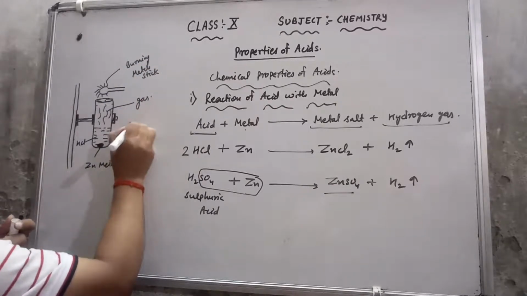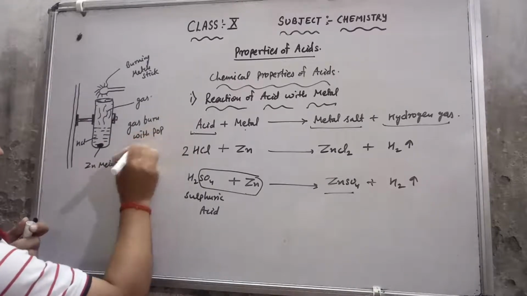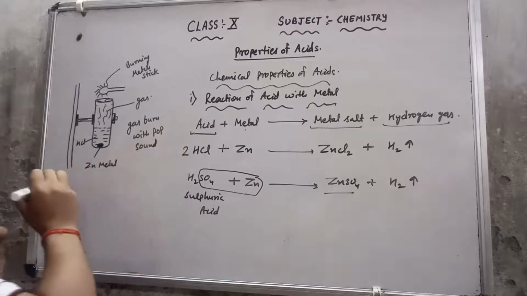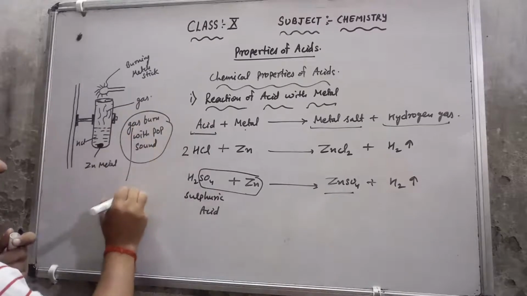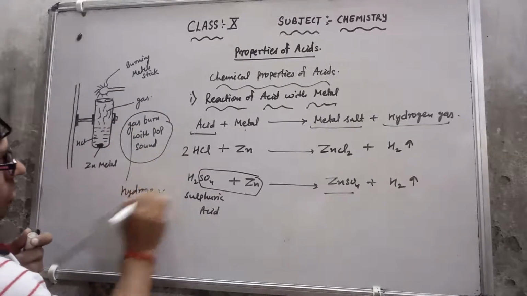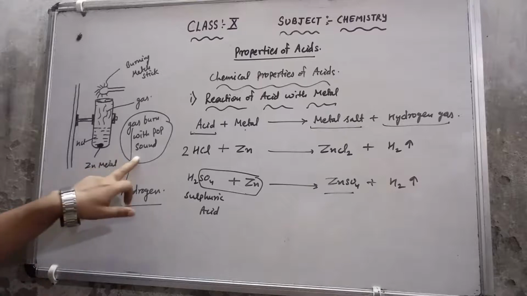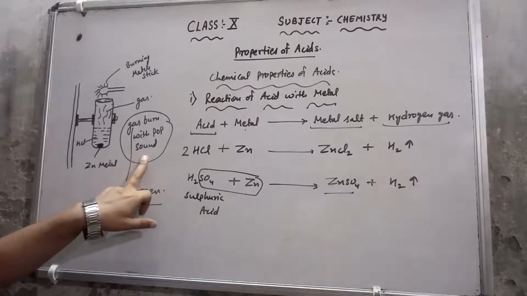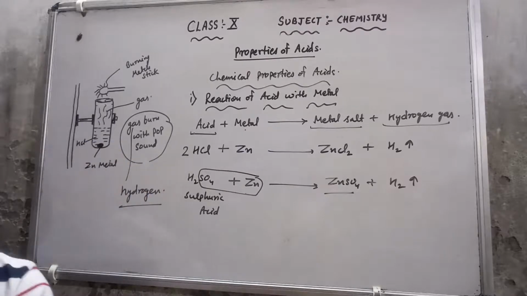If the gas burns with a pop sound, then it identifies the gas as hydrogen. This is the simple test to identify whether the gas is hydrogen or not. So we can say that hydrogen gas burns with a pop sound. That is very important for you: how to test for the presence of hydrogen gas. Now after this I will discuss with you.